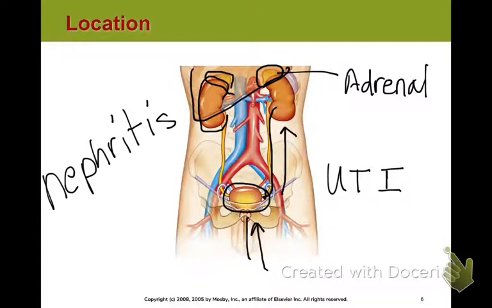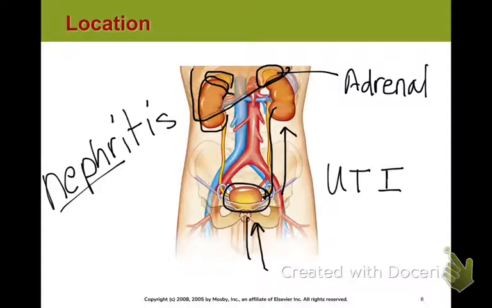Nephritis is inflammation of the nephron, which is the functional unit inside of the kidney that does the filtration. So why do women get bladder infections so much more easily than men? Well, first of all, a woman's urethra is much shorter. So it doesn't have a very long distance to travel from the bladder out to the outside of the body.